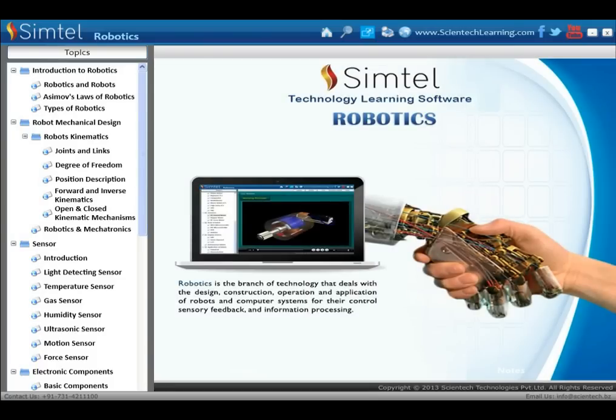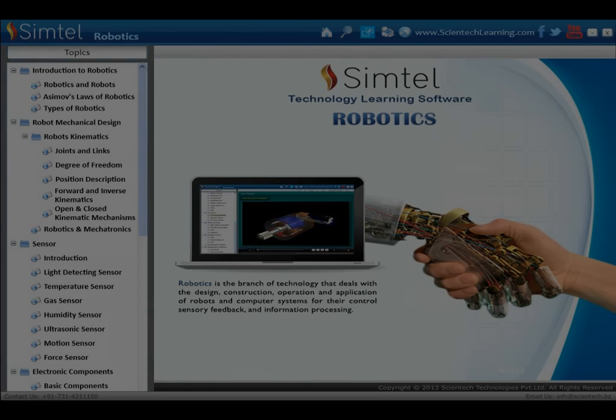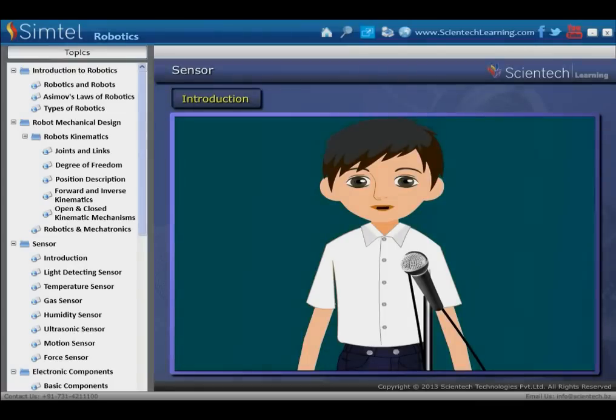Robotics is the branch of technology that deals with the design, construction, operation and application of robots and computer systems for their control, sensory feedback and information processing. In this lecture, we will study about sensors.